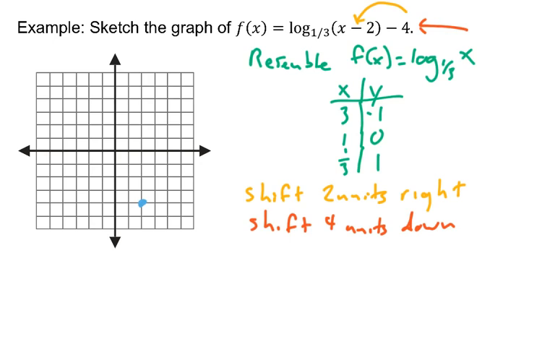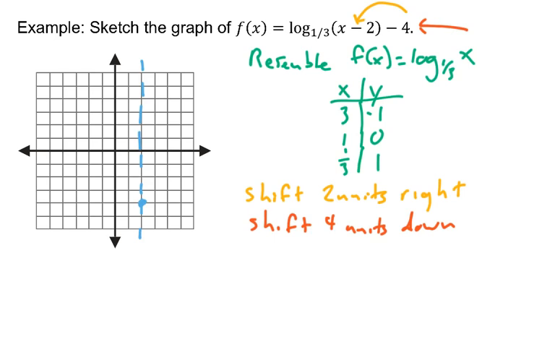So the asymptote is ordinarily a vertical asymptote at the y-axis. That will also shift 2 units to the right. Now, a vertical line shifting up and down is still the same vertical line. So my vertical asymptote will go like this. And I will keep in mind my new origin, but remember the new origin itself is not a point on the graph. Everything is measured from that point.